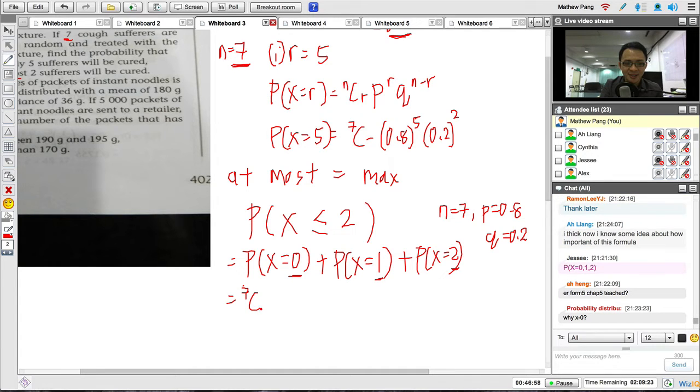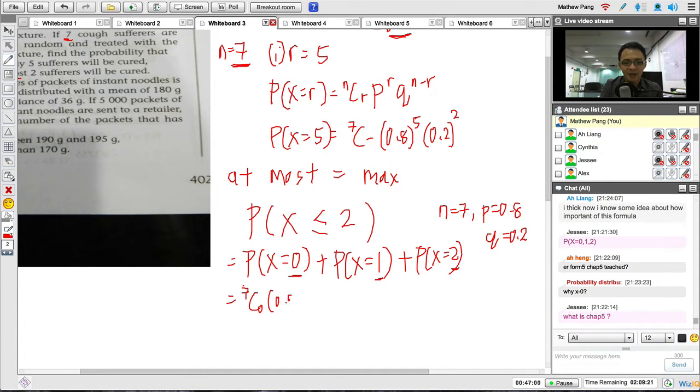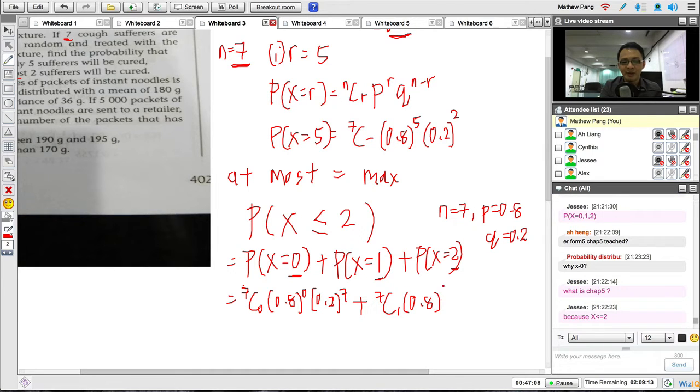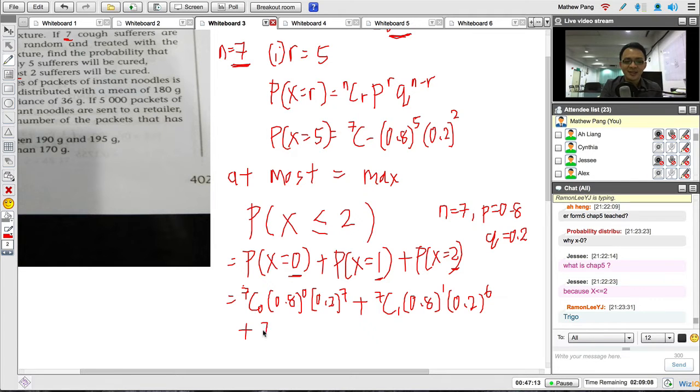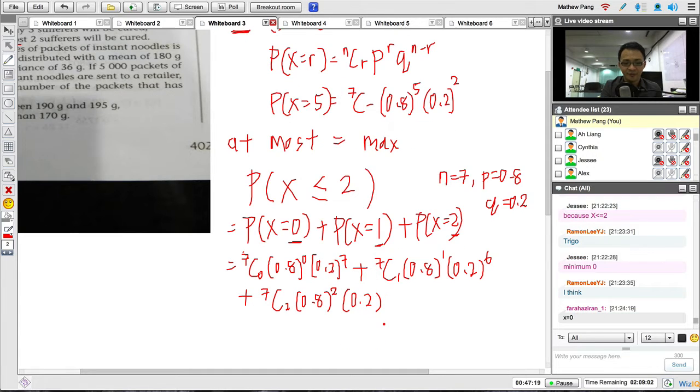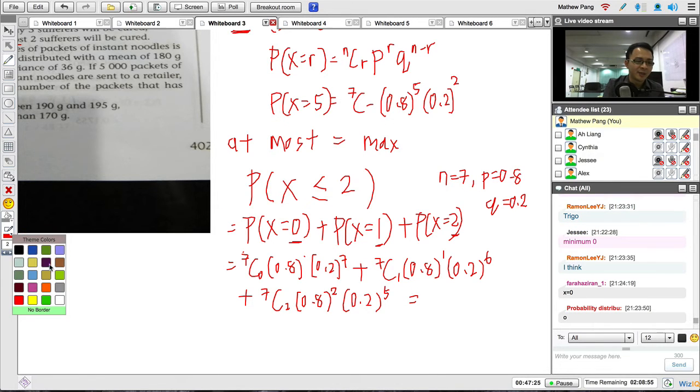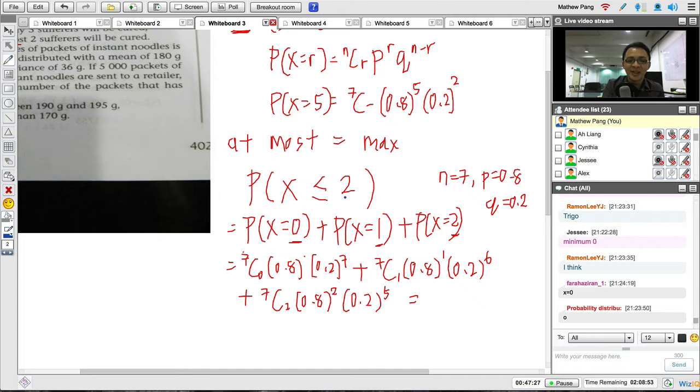So it'll be 7c0, and then 0.8 power of 0, and then 0.2 power of 7. And then I plus the second one will be 7c1, and then 0.8 power of 1, and then 0.2 power of 6. And then I plus 7c2, and then 0.8 power of 2, and then 0.2 power of 5.